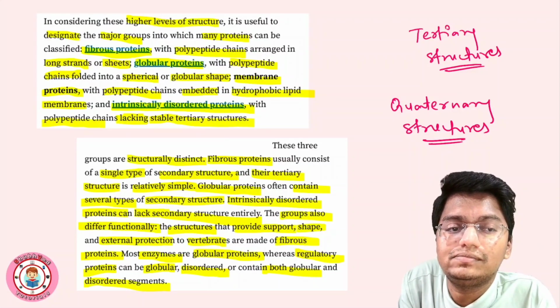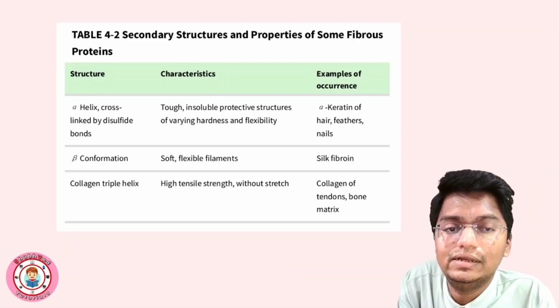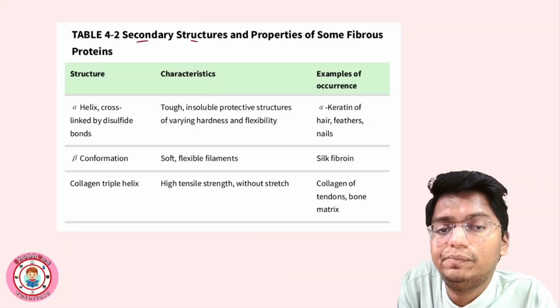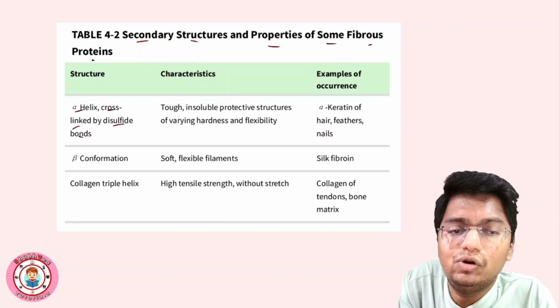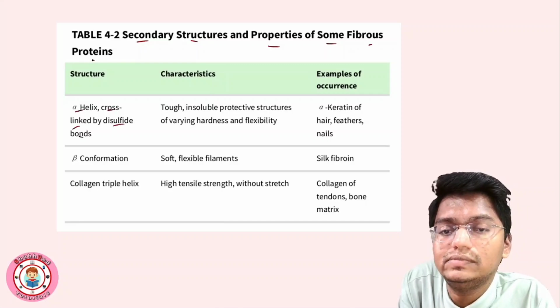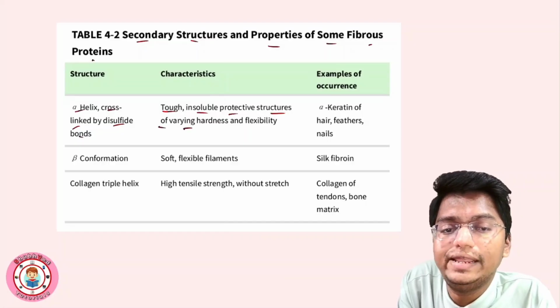Got it? Now this is another important table: secondary structures and properties of some fibrous proteins. First in the structure column, alpha helix, cross-linked by disulfide bonds, a tough insoluble protective structure of varying hardness and flexibility.